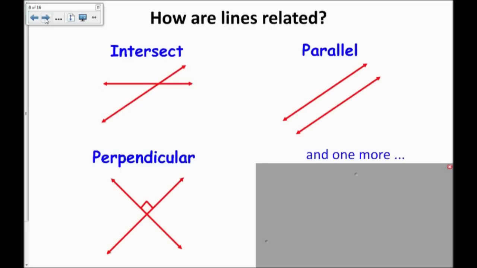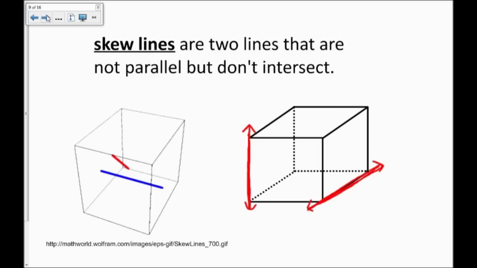Next, how lines are related. Now, lines can intersect, they can be parallel, they can be perpendicular if they intersect, meaning they intersect at 90 degrees. We'll talk a lot more about that this year. And there's one more option. That fourth option is called skew lines. Skew lines are 2 lines that are not parallel but don't intersect.